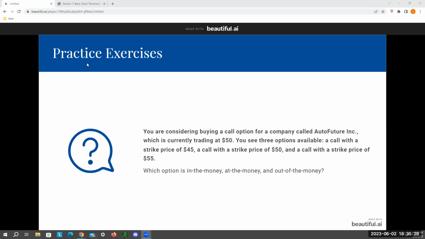Indeed. 50 is at the money. Exactly. Yes. All right, so you guys understand that concept. Great. That's in the money, at the money, out of the money.